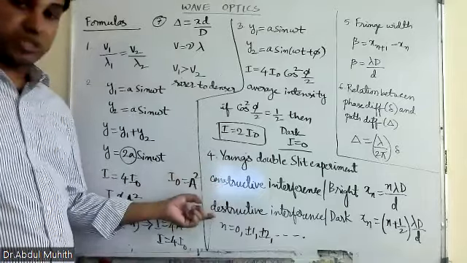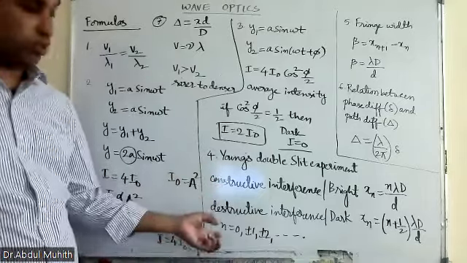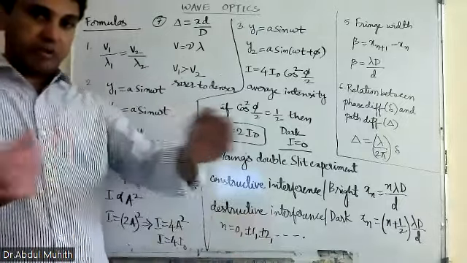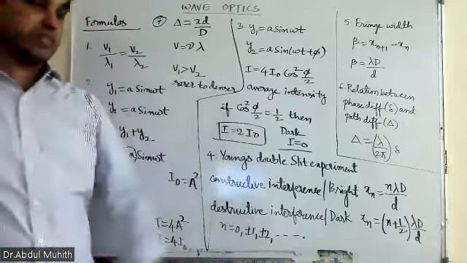This is the condition for destructive interference, and we have the values. We can start from 0. If it is 0, it is the central fringe. If it is 1, 2, 3, 4, you are moving ahead from the center.